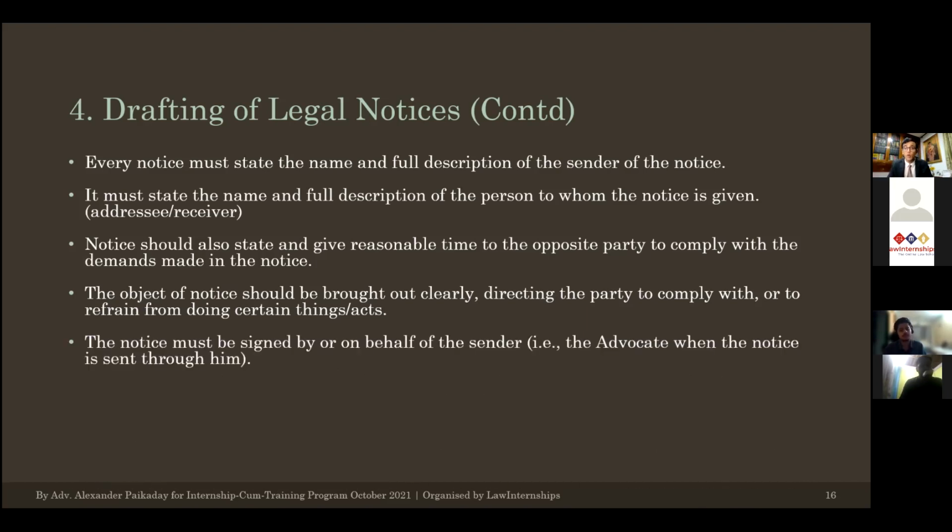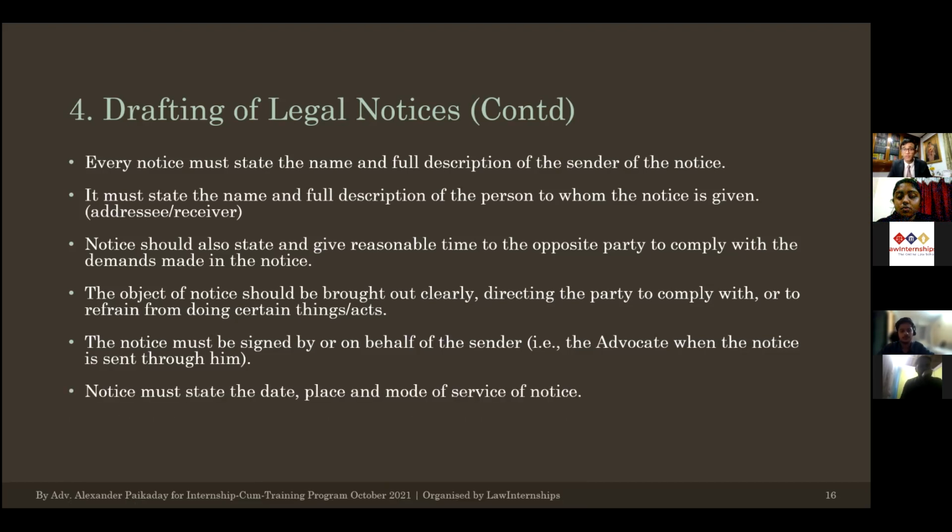Now, a notice must be signed by or on behalf of the sender, for example, the advocate when the notice is sent through him. So every single notice must be signed. A signature in a legal document is very essential, as you might all know. If you're an advocate, you should specifically say that you're the advocate representing the client, whoever it is.